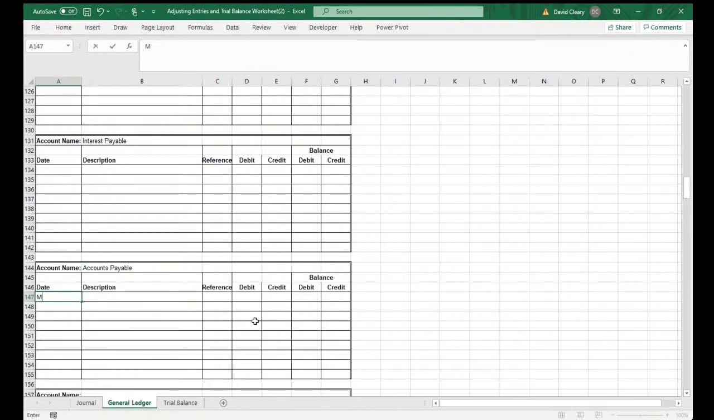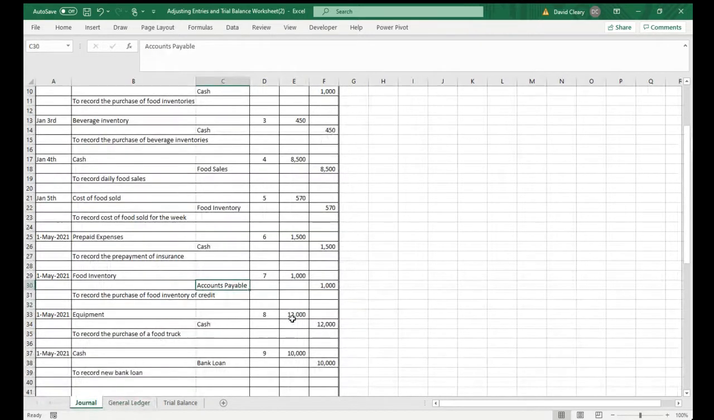So let's put this into our ledger. We've got May 1. Description was to record the purchase of food inventory. There we go. I believe this was reference number 7. And we credited it by $1,000. There we go. And the credit of our transaction is now posted. So we go back to our journal, and we have completely posted transaction number 7 to our ledger. All right, so I'm going to stop sharing here and see if you have any questions.